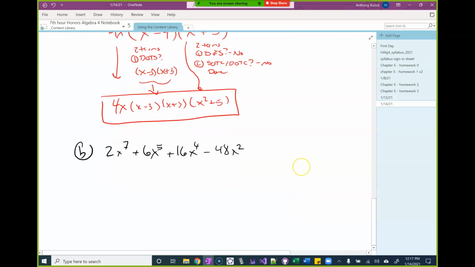So 2x to the 7th plus 6x to the 5th plus 16x to the 4th minus 48x squared is what we'll start with. Again, the first step is always look for that greatest common factor. Is there a greatest common factor in this case? Look carefully at the variables. 2x squared, right? They all have at least 2 x's on them, so we can take out a 2x squared.